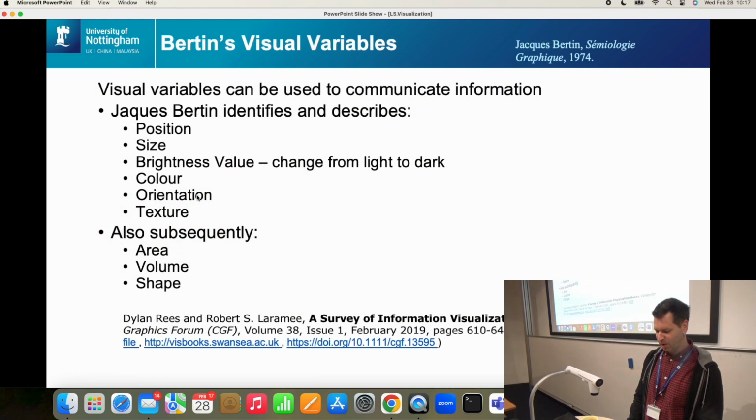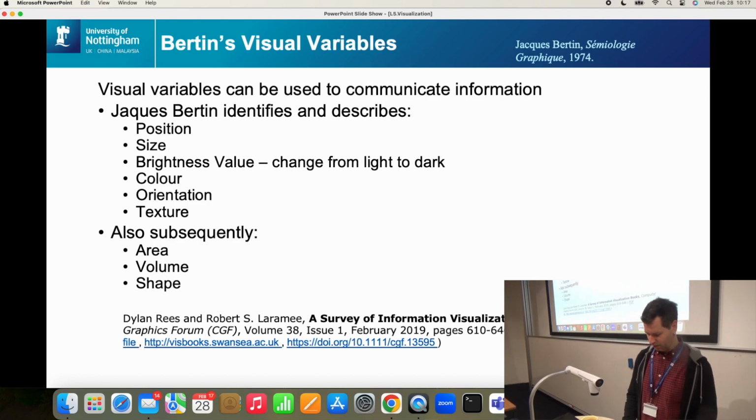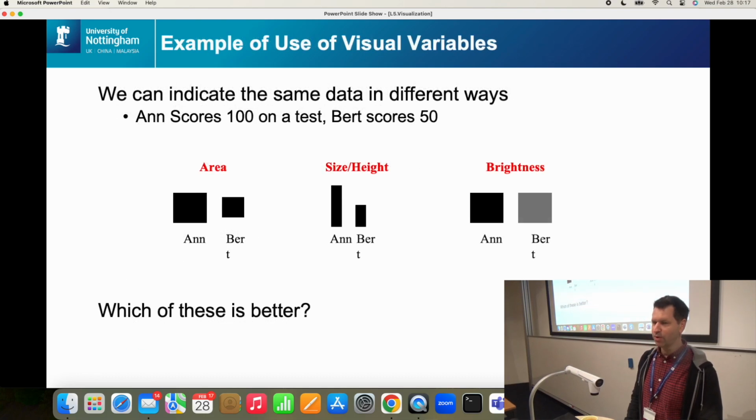Orientation, we saw a little bit in the geospatial positioning. Texture, that image doesn't use texture. We can also use area. We saw area encodings in that image. Volume, we didn't. That's for 3D. Shape, we did see some encoding in the shape, right? Like you asked, there's a shape there for the different destinations. So we can use all of those things to encode data. That's all those visual variables, right?